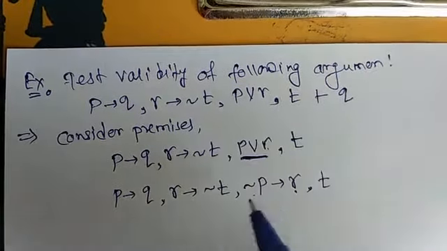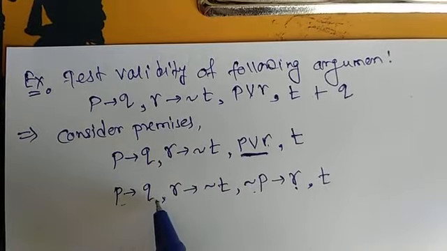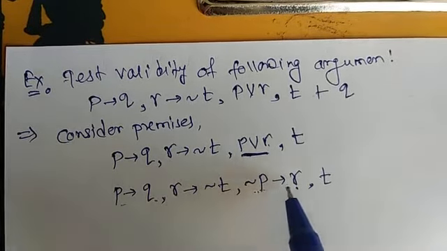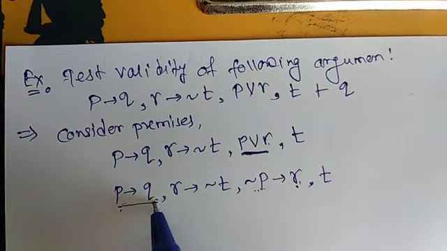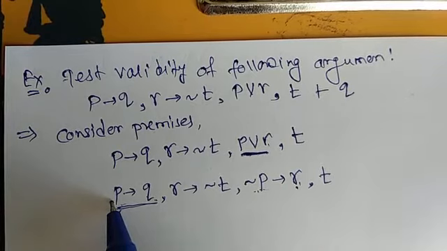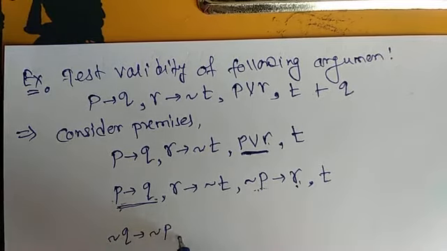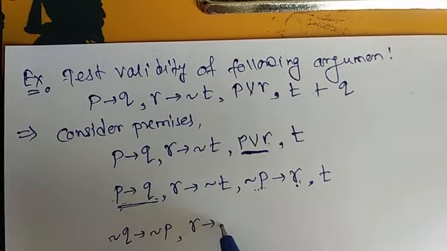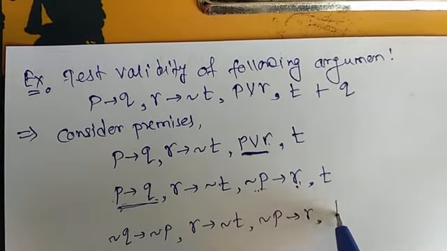Okay. Now next, here it is p implies q, and here it is negation p implies r. So we have to apply negation on this, so that it will become negation q implies negation p. So applying negation on this part, it gives us negation q implies negation p, comma r implies negation t, comma negation p implies r, comma t.